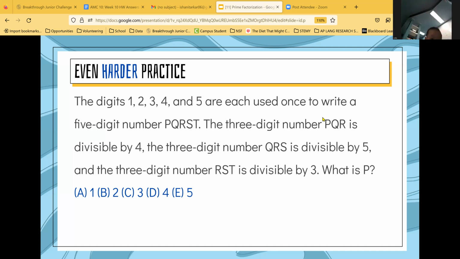In this case, P would be the ten-thousands place. In PQR, P would be the hundreds place, Q would be tens, and R would be ones. And QRS is different: Q would be hundreds, R would be tens, S would be ones. Same with RST: R is hundreds, S is tens, T is ones.